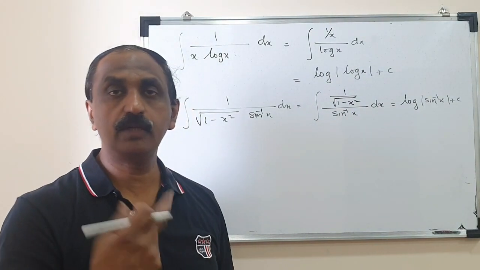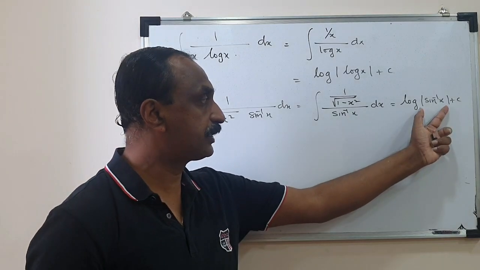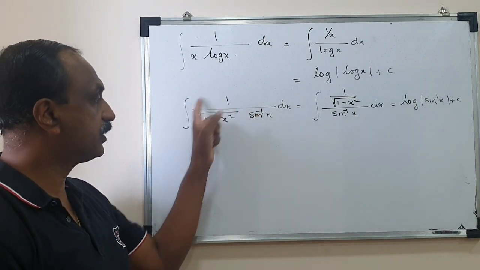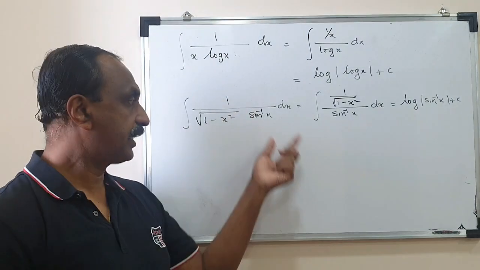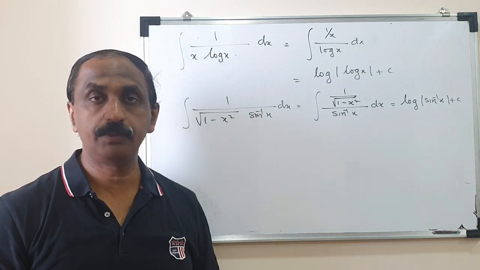1 by log x into derivative of log x. So that is exactly what we have. Same way, if I differentiate log of sine inverse x, what will be my answer? 1 upon sine inverse x into derivative of sine inverse x. So exactly what we are having is the derivative of the function, hence the answer is log of denominator.